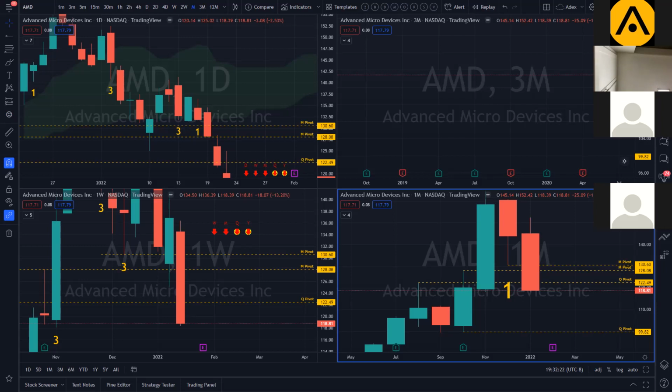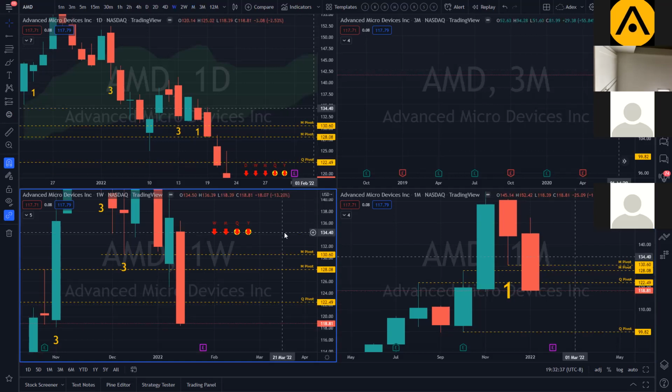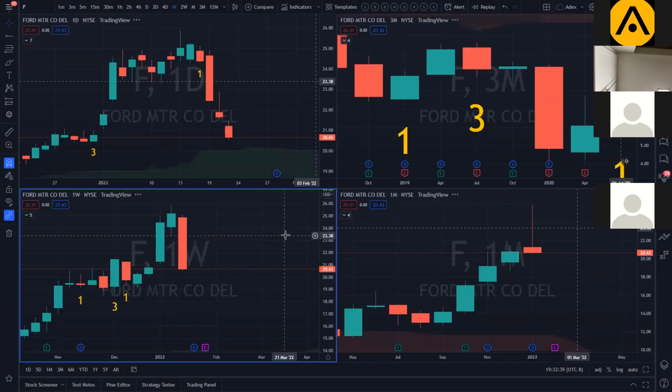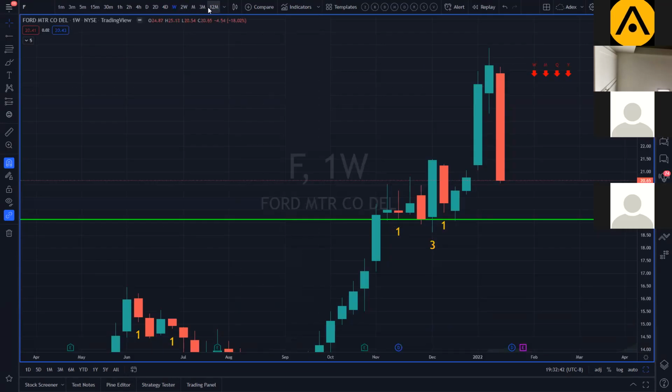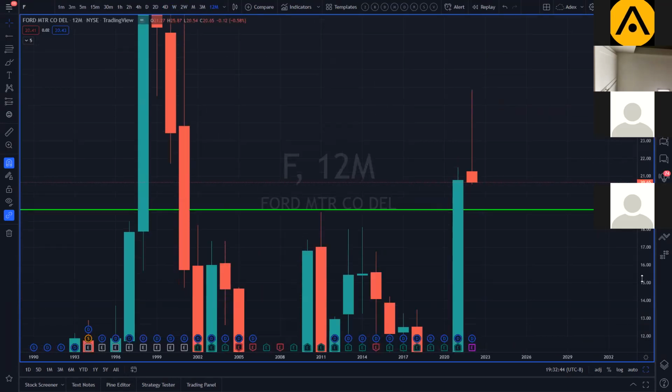Now, if you were in the Strat from last year, that hammer Ford made on the yearly chart would have told you to be in Ford last year. I know some people personally who are in Ford contracts that are up 7,000% right now because they got in off that 12-year hammer last year. Let me just show you right here. F. And let me show you the yearly chart. The 12-year. Some people got in off here.